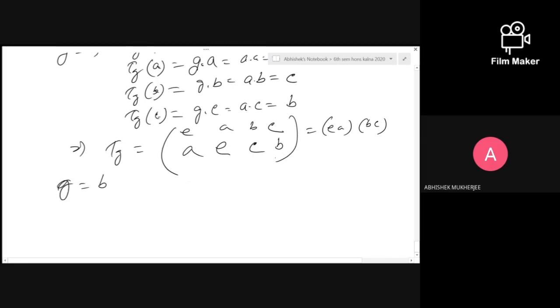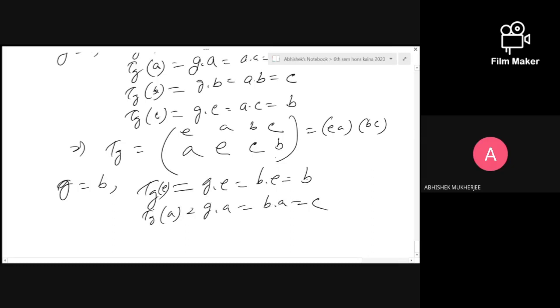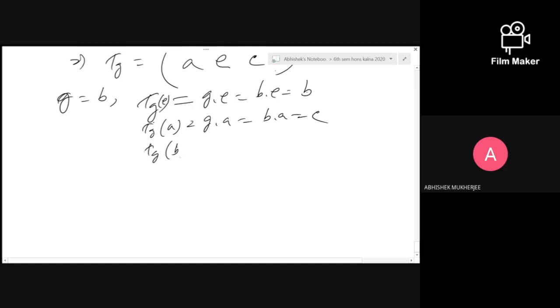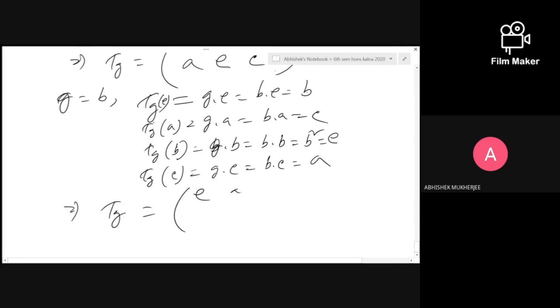Now let G equal to B. Then what is tau G? Tau G E is G dot E, that is B dot E, which is B. Tau G A is G dot A, B dot A, that is C. Tau G B is G dot B, that is B dot B, that is B square equal to identity. And tau G C is G dot C, B dot C is A. So that means tau G will be represented as E goes to B, A goes to C, B goes to E, and C goes to A. So that means it is the product of two cycles, (E B)(A C).